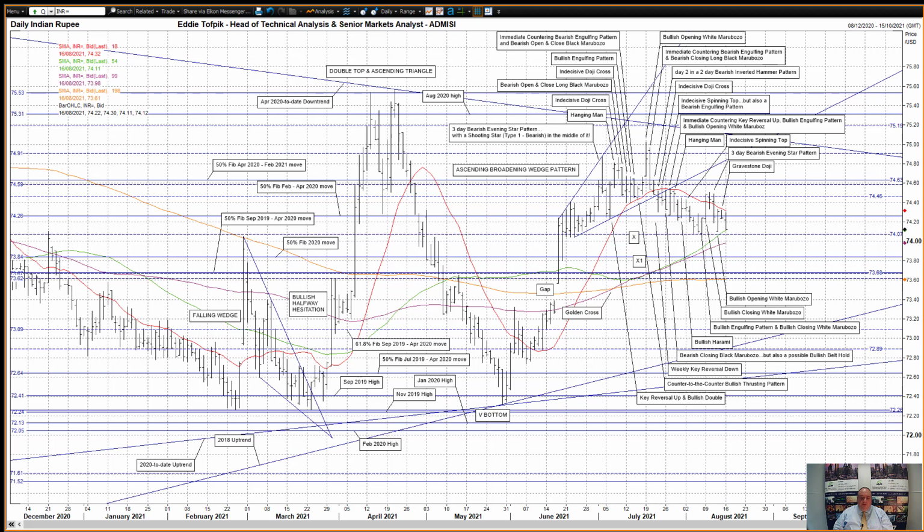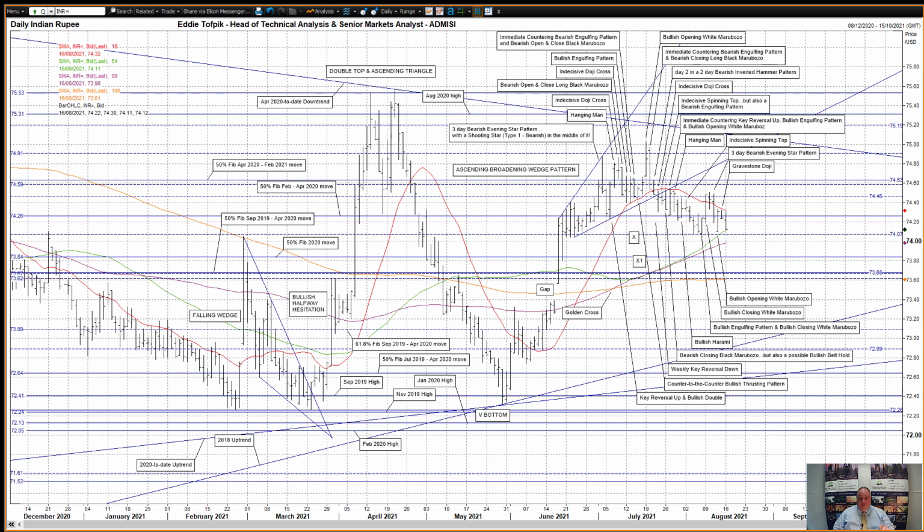US dollar against the Indian rupee. A gravestone doji, usually seen as bearish, on Friday, that was capped by the declining short moving average, currently at 74.32. This coming after the previous session's bullish opening white Marubozu, an earlier three-day bearish evening star pattern.